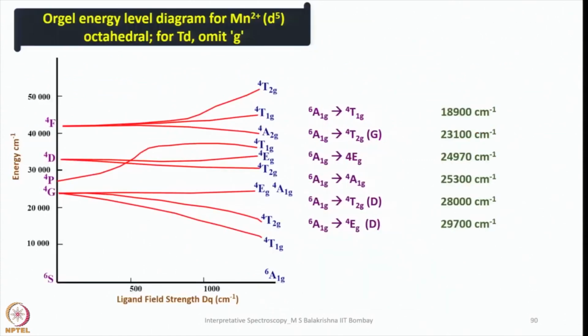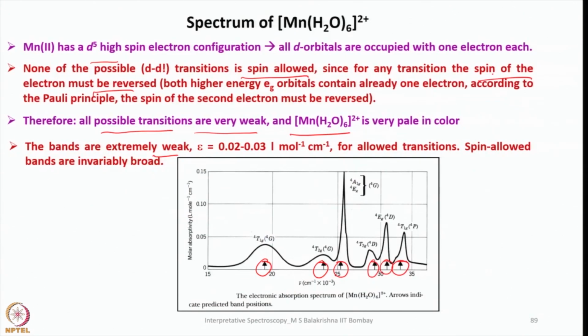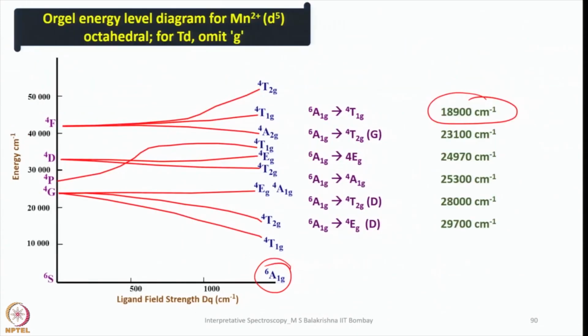Now, if you write the Orgel diagram for this unique d5 electronic configuration for both tetrahedral and octahedral, of course in the case of tetrahedral, ignore g. One can write all possibilities with the ground state being 6A1g, as 6S is 6A1g. From 6A1g, you can see about 6 transitions. The corresponding lambda maximum values are shown here. That's what I showed you in the spectrum. In this spectrum, you can identify those transitions shown here.